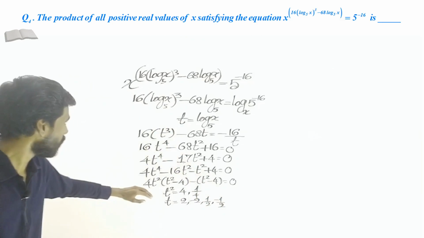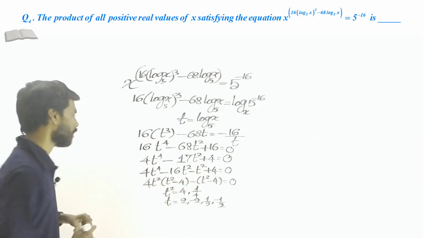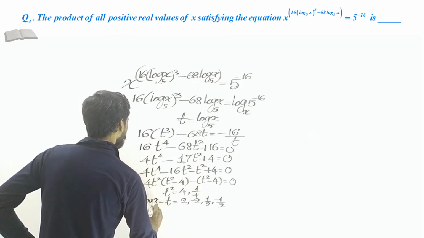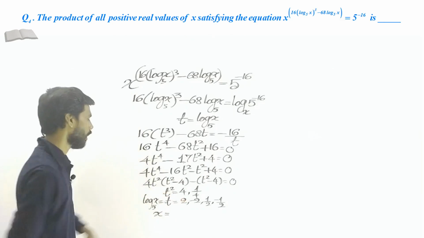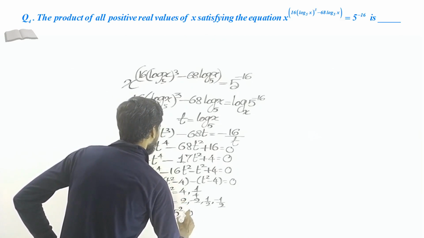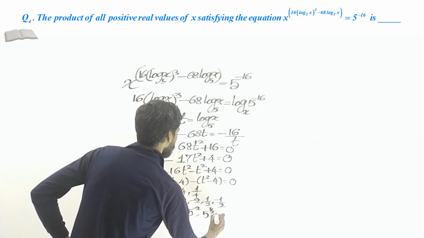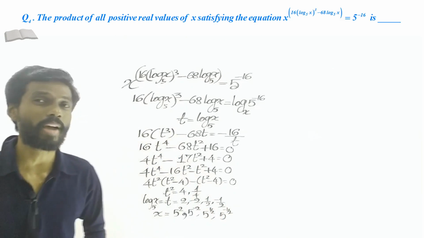But we don't want the t value, we want the value of x. So t is actually equal to log x to the base 5. So what is the value of x here? So 5 to the power 2, so 5 square, and then 5 to the power minus 2, and 5 to the power 1 by 2 and 5 to the power minus 1 by 2. So that's all. These are the possible values of x.